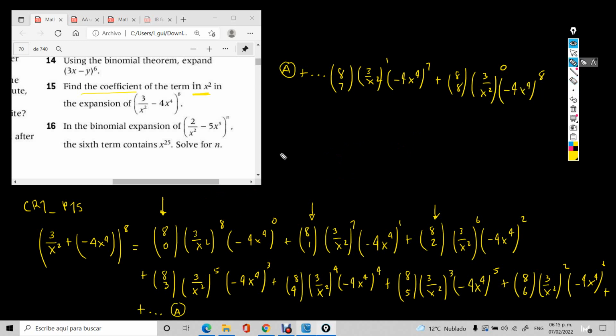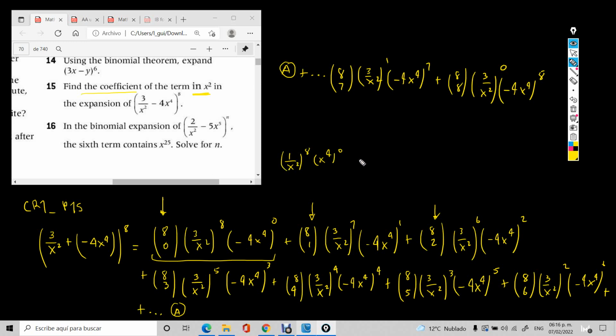So let's see. For example, take a look at this one. What would be the variable part of this term, of all of this term? Let's find it out. I only take a look at the variable part. What is the variable part of this factor? That would be 1 over x squared to the 8 and times x to the 4 to the 0. You see how I'm not considering this coefficient, nor this coefficient, nor this minus 4, because I don't care about them. I only care about finding the variable part.